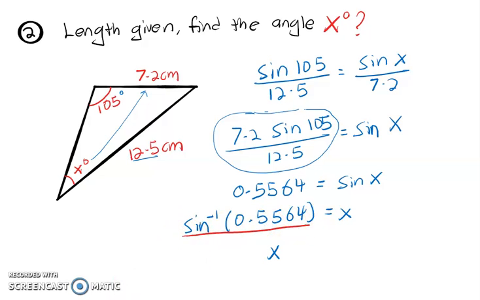So make sure you have inversed the sine and put in the value 0.5564, and you'll be getting here the x value as 33.81. Okay, this is the angle for this x. All right.